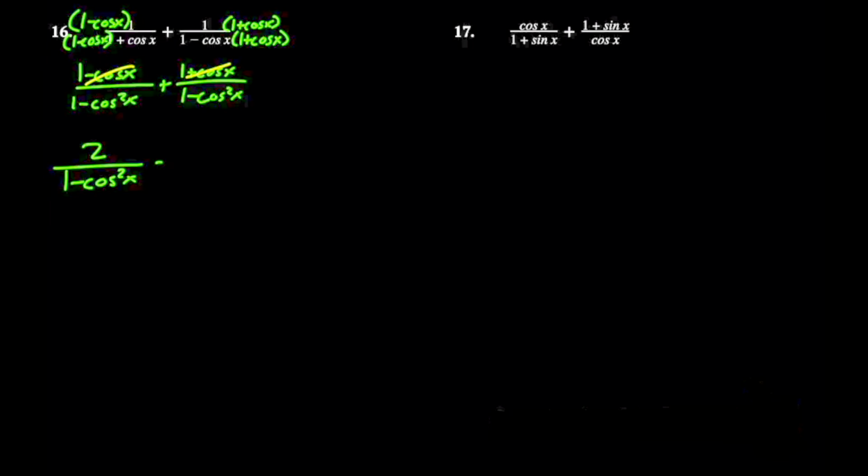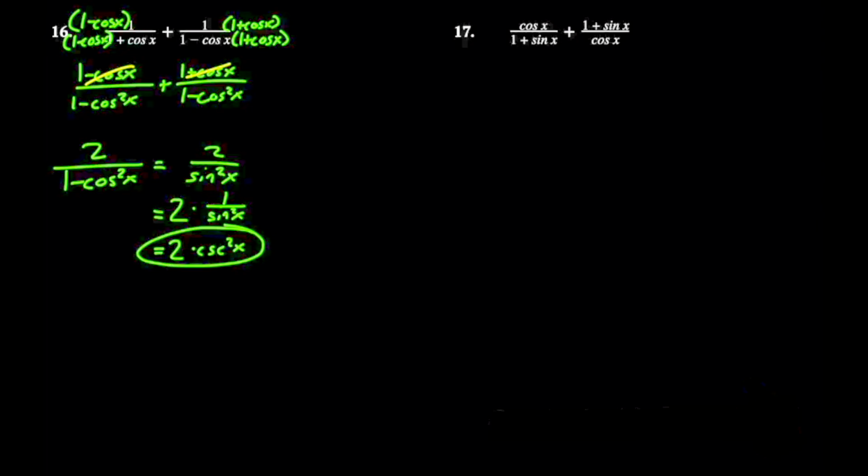But actually 1 minus cosine squared is sine squared. So this is the same thing as 2 over sine squared of x. And if you think about breaking this fraction apart, you could bring the 2 out front, and then you'd have times 1 over sine squared. So this is just 2 times cosecant squared of x. So whenever possible, try to not answer in fraction form, just change it into the reciprocal if you can.